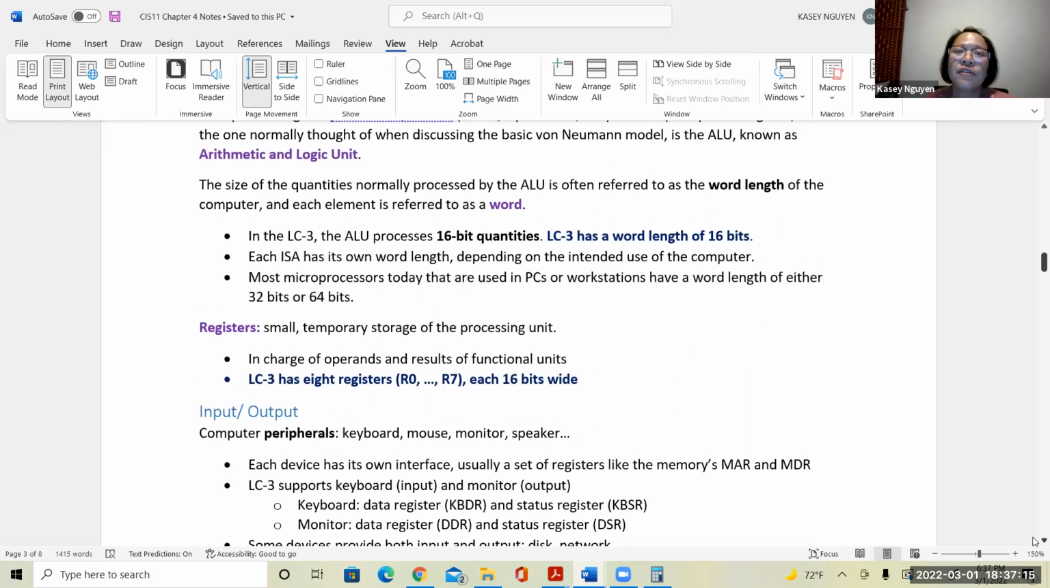And for our registers, R0 through R7, there are 8 registers in LC3. Those are just small temporary storage of your processing unit. They're in charge of operands and results for the functioning part with the instructions. We use them to compute, and it's just temporary storing. So when you look at the simulator, after you run the program, it no longer stores some of the values.